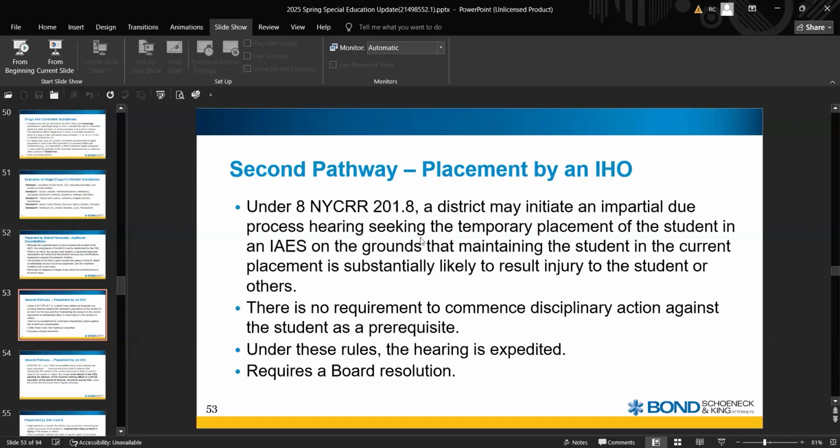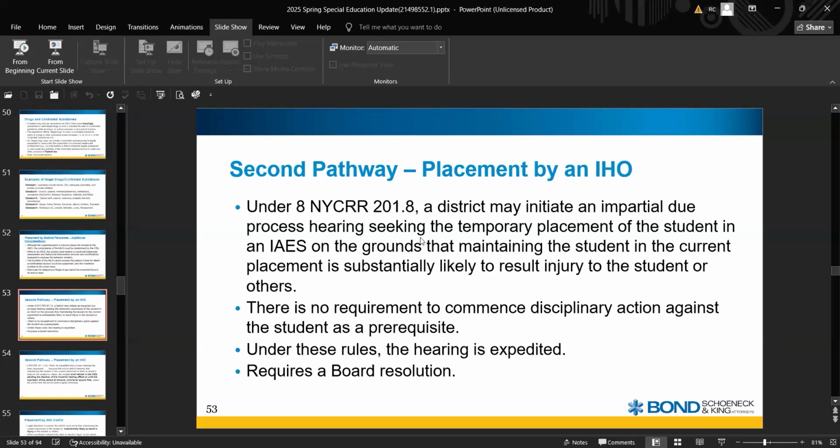So in this process, we are outside of the student discipline context. Not saying it's not relevant, but in the first pathway, we are under 3214. We're going through the superintendent's hearing. We're talking about the student having already committed certain acts. Now, in this situation, it's different. We're thinking about the likelihood that a student may cause injury to somebody, to him or herself, or others.